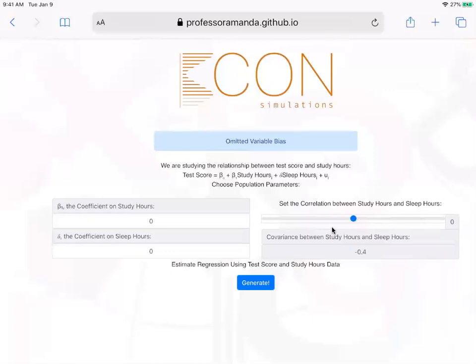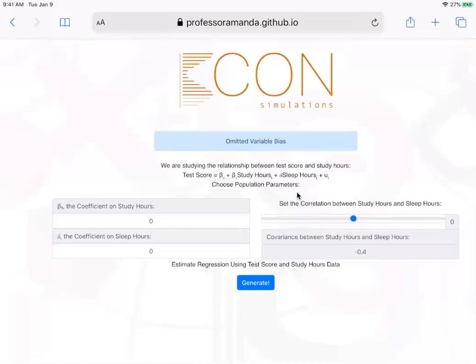So I remind them that an omitted variable that could cause bias is a variable that is, 1, a determinant of the outcome, and 2, correlated with our regressor of interest. So in this example, I'm going to suggest sleep hours as a potential omitted variable, right? One that's a determinant of test scores and is also correlated with study hours.